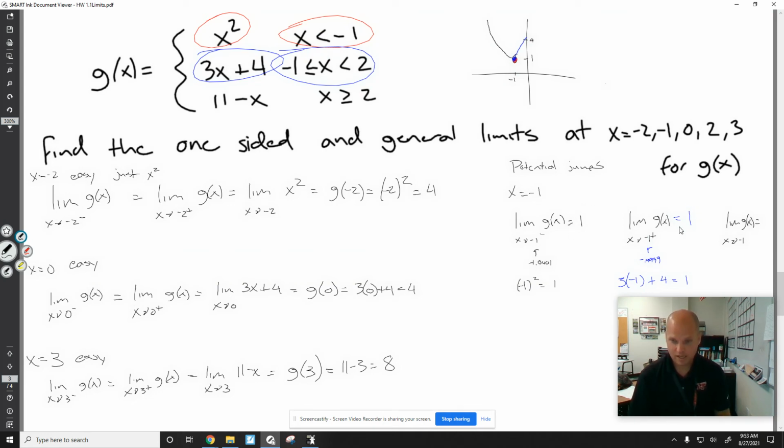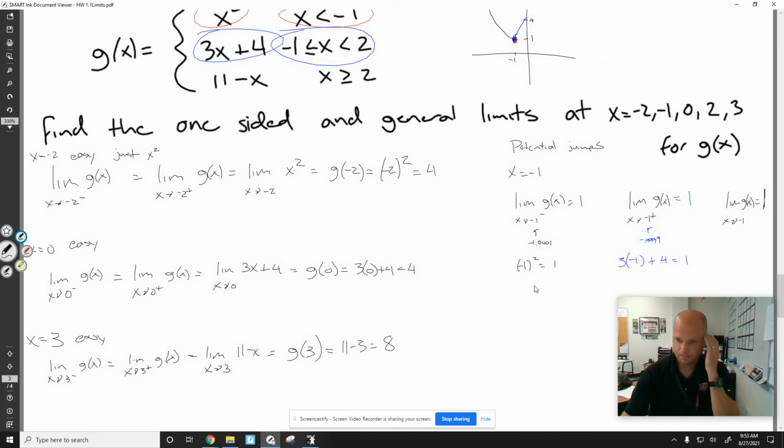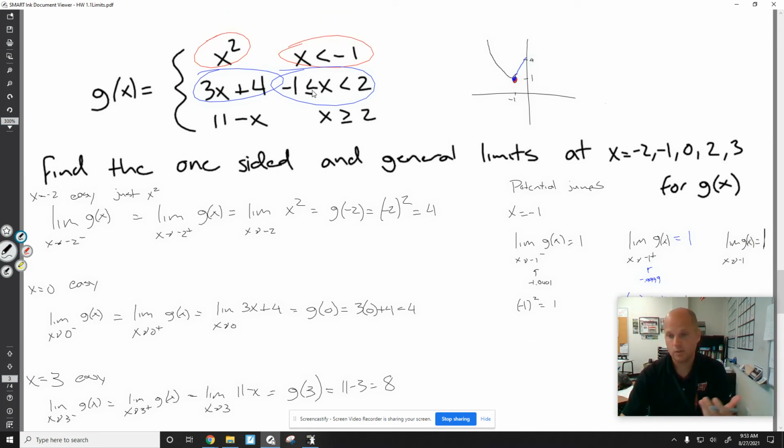Since the left-hand limit equals the right-hand limit, even though we have two different pieces, since we meet up, we're approaching this y-coordinate of 1 at that location. So the limit exists. We would say that this function is continuous at -1.